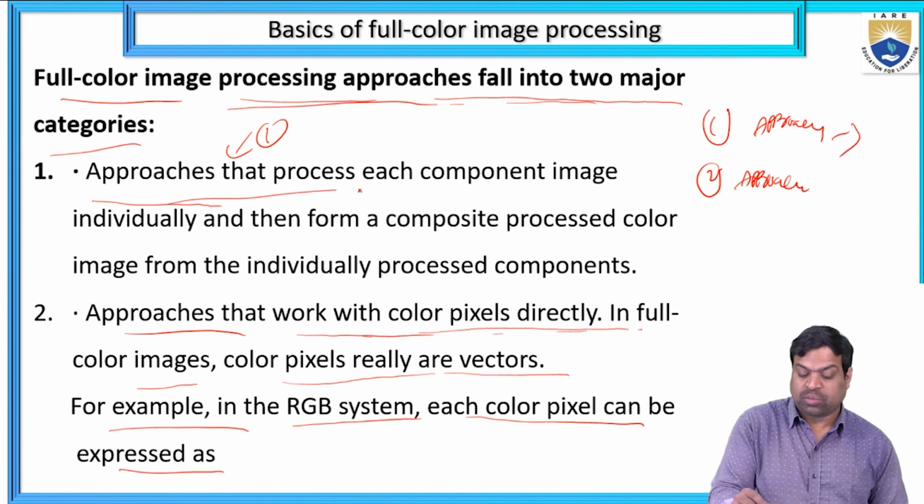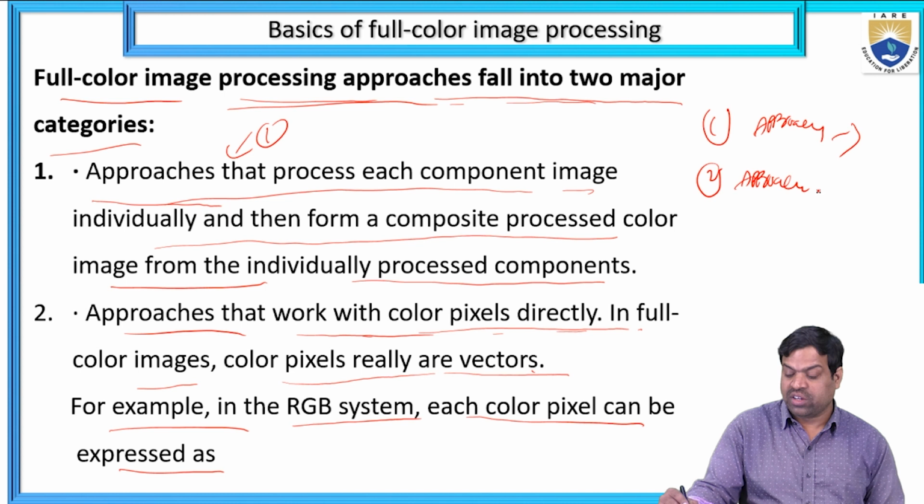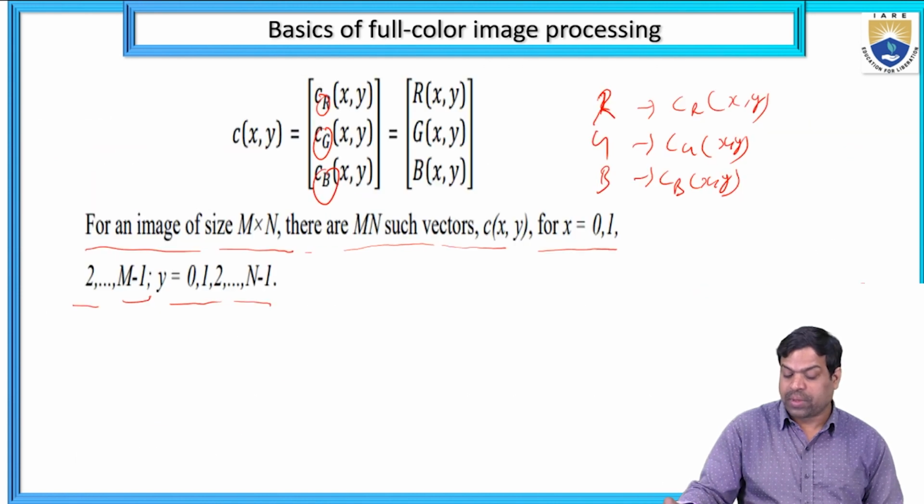So the first approach is to process each color image component individually and then form a composite processed color image. The second approach is to work with color pixels directly, forming a color image where pixels are really vectors. When I'm using the vector function, each color pixel can be expressed in the form of RGB, HSI, or CMYK.